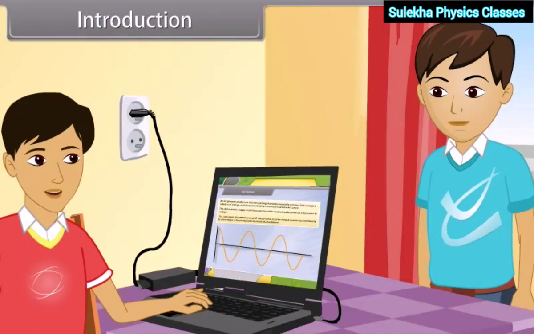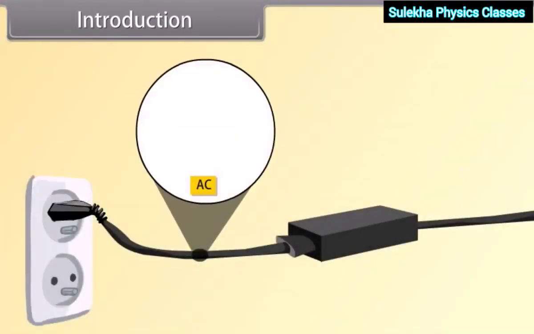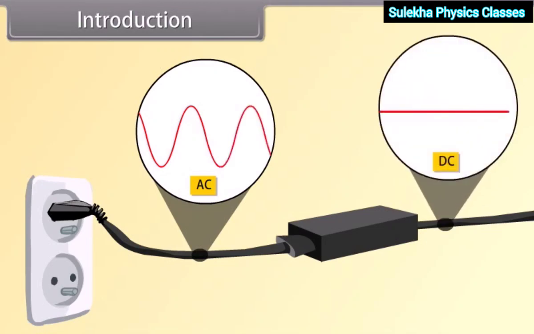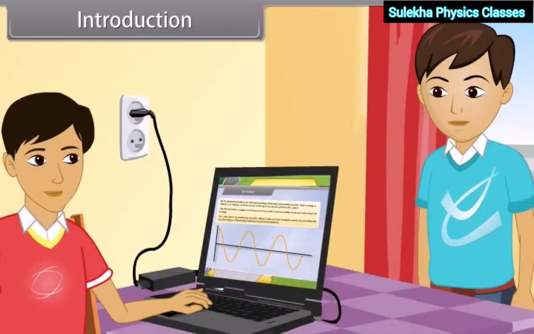I really don't know about that. Okay, let me tell you that laptops and many appliances work on DC voltage. When the charger is plugged into the AC supply, the charger converts the AC voltage into DC voltage so that the appliances can work smoothly. Okay, I got it. It's interesting. Tell me more about it.